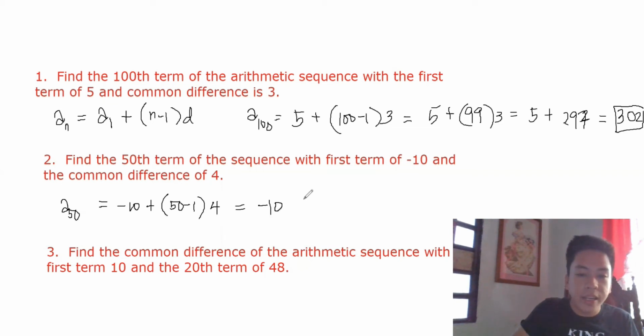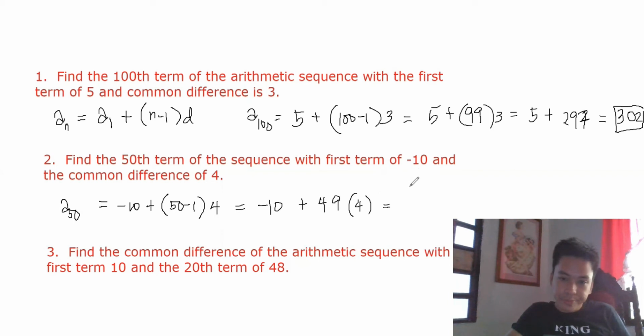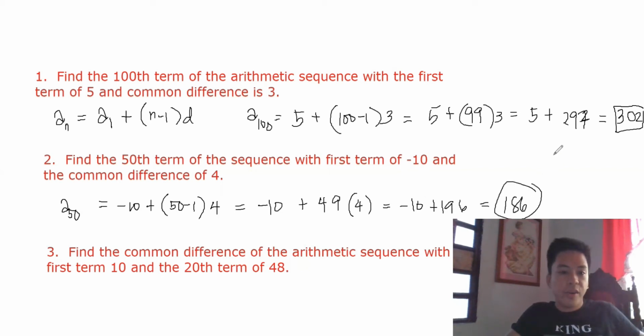So that's negative 10 plus, this is 49. Am I correct? So this is 49 times 4. So this is equivalent to 98. So 98, that's gonna be 196. So negative 10 plus 196. Correct me if I made a wrong calculation here. So that's gonna be 186. So that's the 50th term of the sequence, starting from the first term of negative 10 with a common difference of 4.